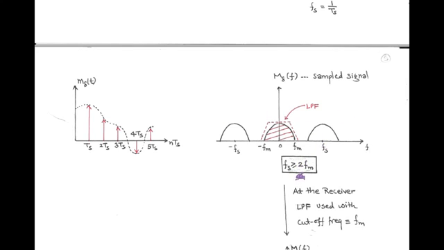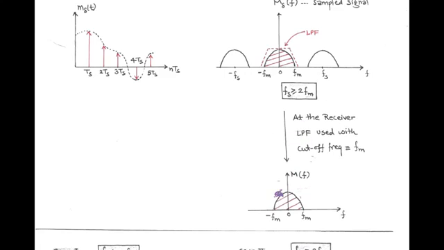Now, in order to recover the original spectrum of the message signal that is centered around the origin with a bandwidth of FM, we use a low pass filter. So at the receiver side, we use a low pass filter having a cutoff frequency of FM. And according to the sampling theorem, the sampling frequency Fs must be greater than or equal to twice the modulating frequency. Only then do we recover the original message spectrum that is centered at the origin, having a bandwidth of FM.